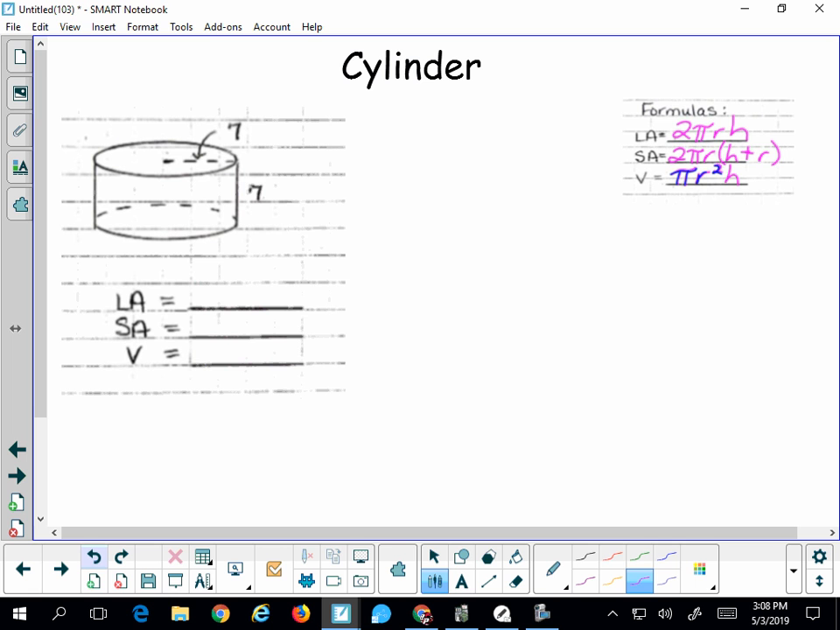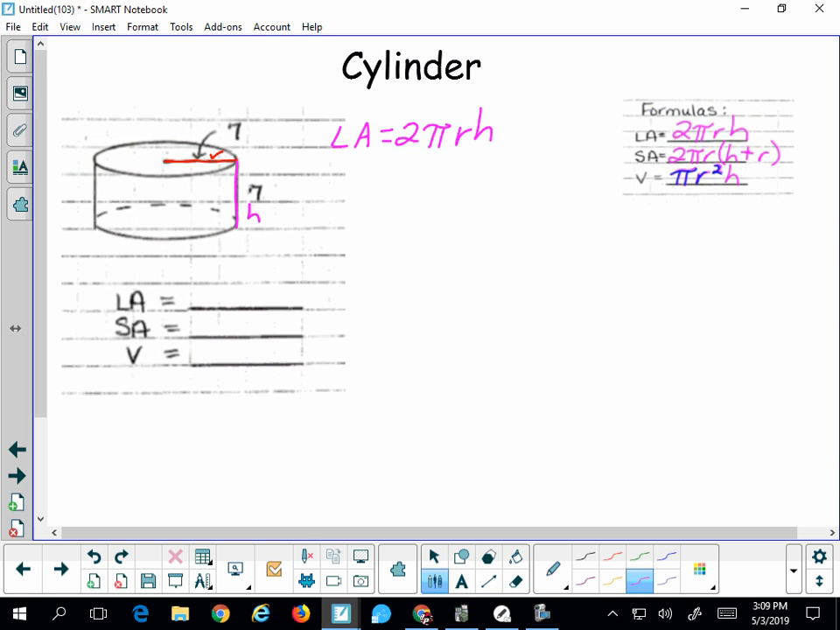I'm just going to rewrite my formula. So my lateral area formula is 2 pi times radius times the height. If we go over here to our picture, our radius is 7, so that's my R. And then my height is also 7, so that's my H. Those two are rarely going to be the same. This example will end up being the same, but they're not always going to be the same. But I labeled them so you can see which 7 comes from what part of the picture.